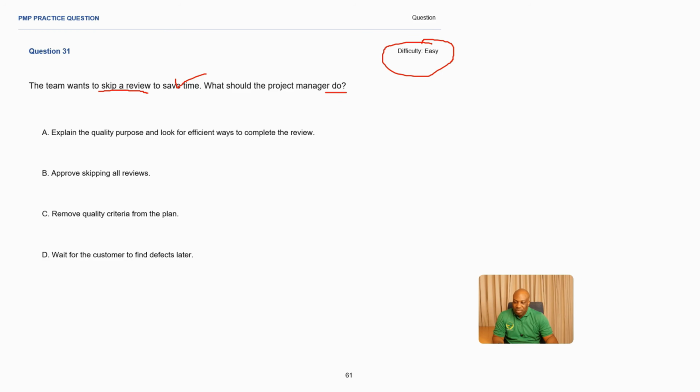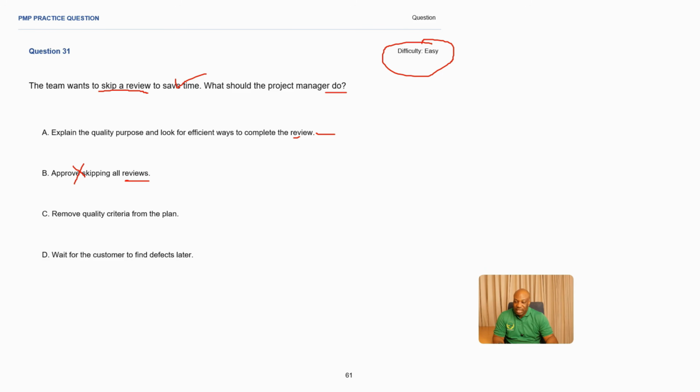Explain the quality purpose, okay, and look for efficient ways to complete the review. Okay, this makes sense because I'm seeing it's targeting to resolve the review issue here. Then B, approve skipping all reviews. This is very dangerous. In a project, you don't skip reviews. They are very important. You cannot skip reviews to save time. It might also affect quality, making this an incorrect answer.